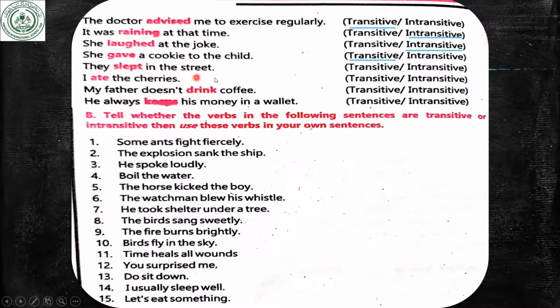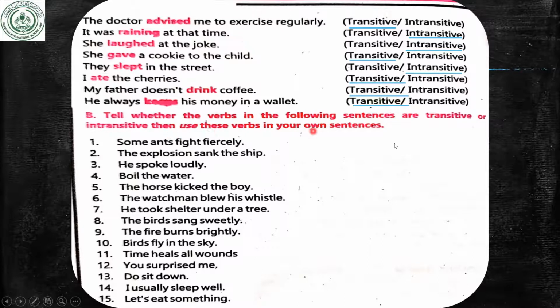They slept in the street. So slept in the street is intransitive. I ate the cherries. Ate is transitive. My father doesn't drink coffee. This is transitive. And he always keeps his money in a wallet is transitive.